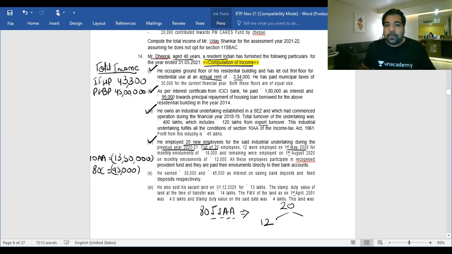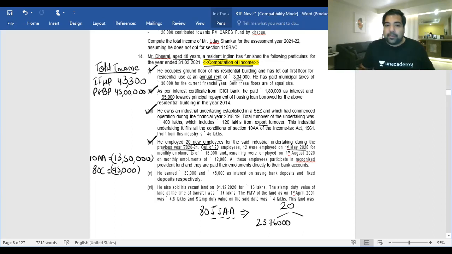So they qualify. So 12 employees at 18,000 rupees per month into 11 months. So 12 into 18,000 into 11, it's 23 lakh 76.